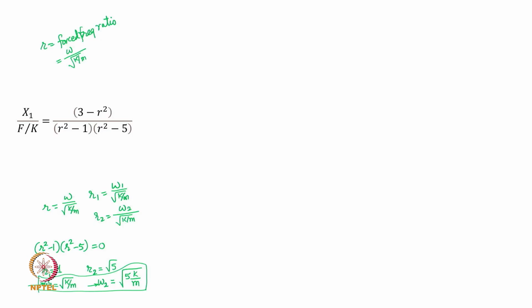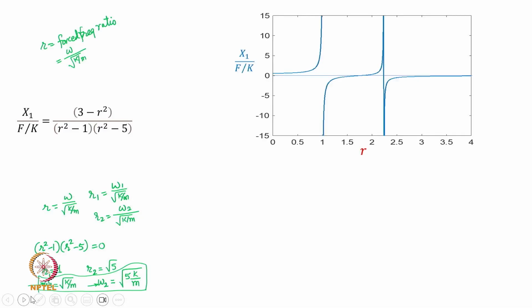What do you expect now? You expect two resonances because there are two resonant frequencies, right? So if I plot this x1 versus, or x1 by f by k, that is basically making it dimensionless. If this is plotted as a function of the frequency ratio, I will get this response.